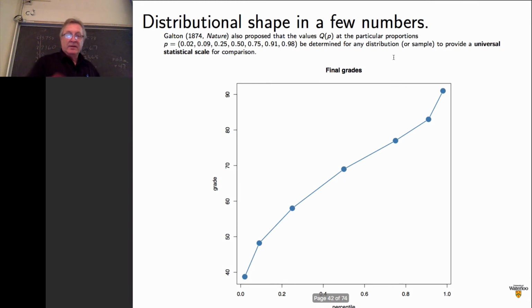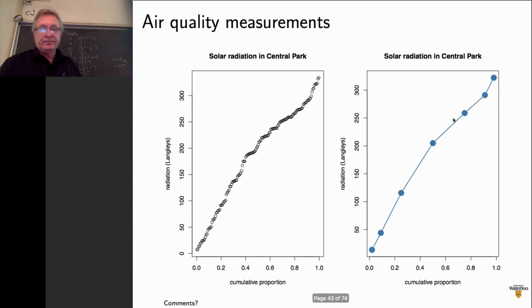Okay? So look at that. This is for our final grades, and those numbers kind of capture most of the shape. You've clearly lost a lot of information, but often not so much. Particularly not so much if they're all shaped sort of this ogive shape, which is what Galton thought often came up in nature. Okay, so we might replace solar radiation in the park like that and think about what we've lost from going to this summary from that.